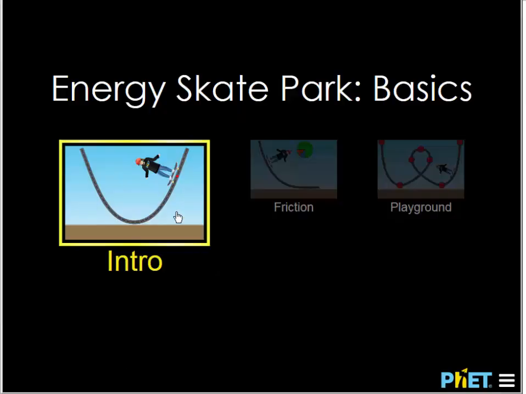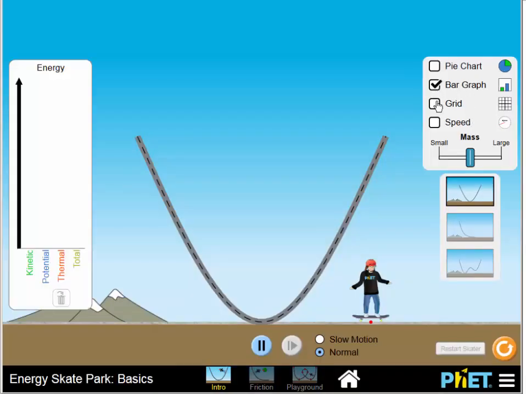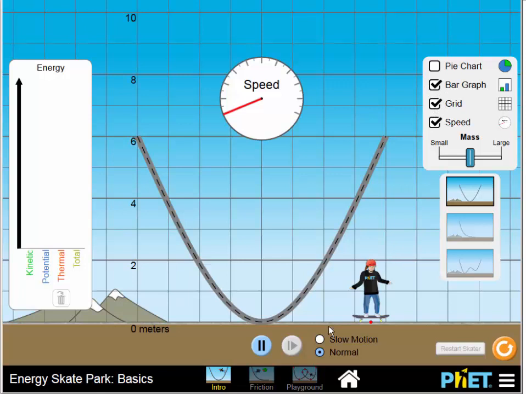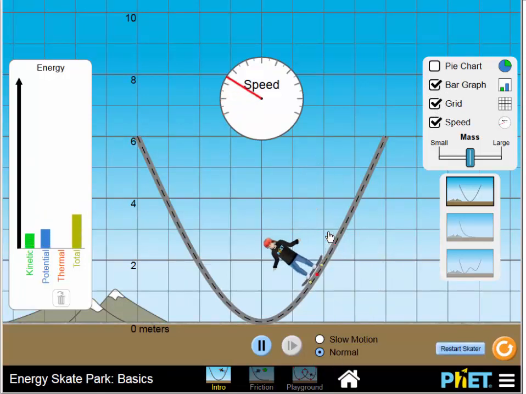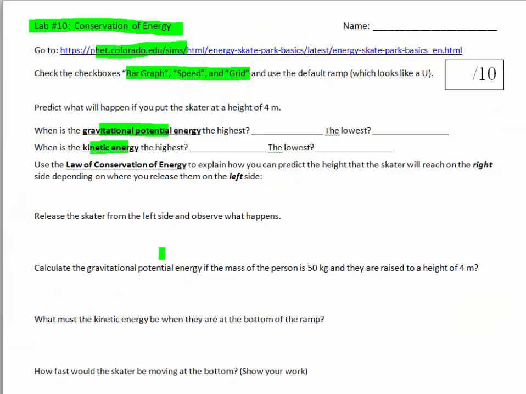So let's go ahead and pop open this simulation. So I'm going to get my bar graph, and I can also check my speedometer. And we're going to take the skater and let them go back and forth and just think about energy and how it is a conserved quantity. And so I just have you calculate some of the potential energies and everything like that.